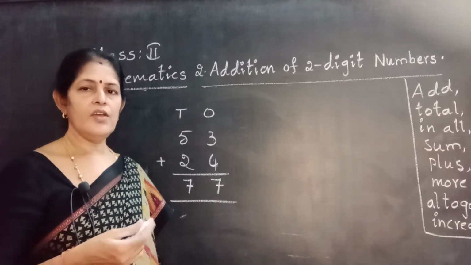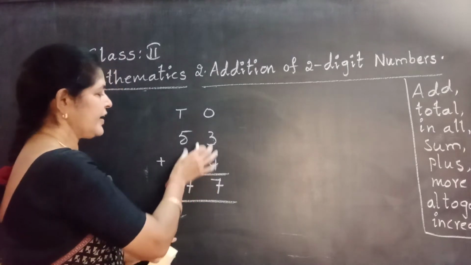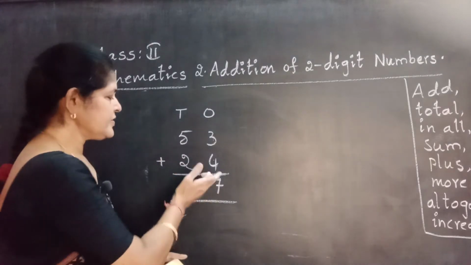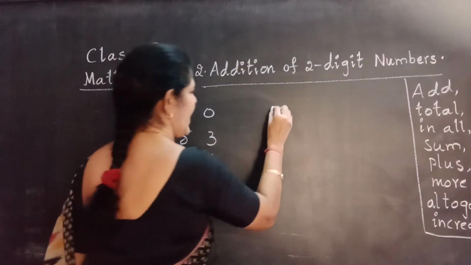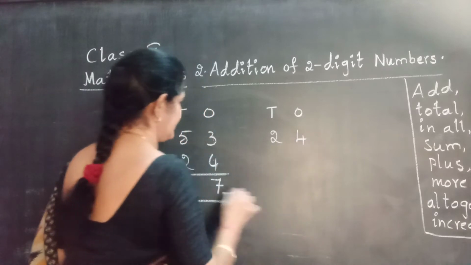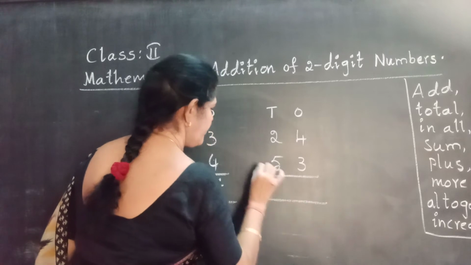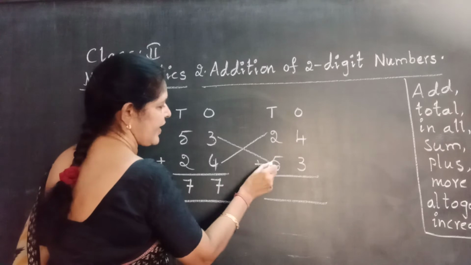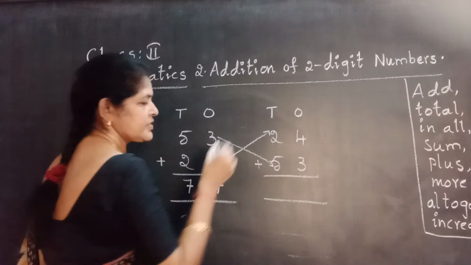In verifying addition, we are going to check our answer. Now we are going to write the given numbers in reverse order. That means the second number goes in the first place. Second number is 24, write in the first place. First number is 53, write in the second place and put the symbol. That means 24 goes up, 53 comes down.